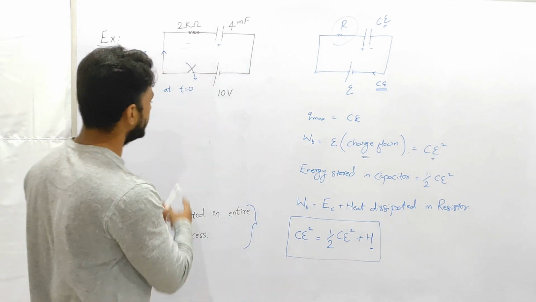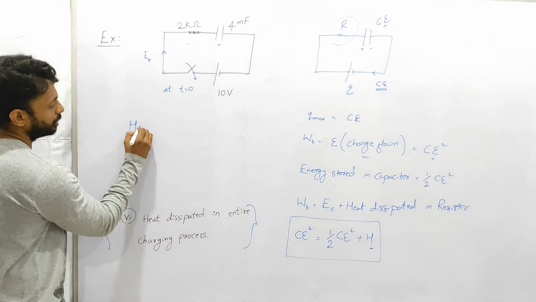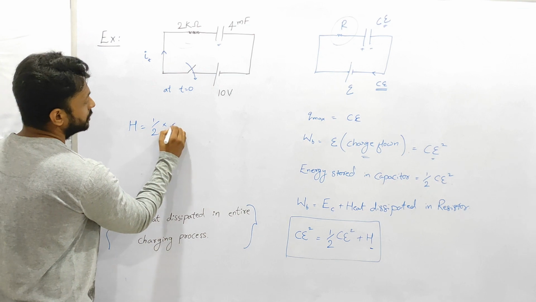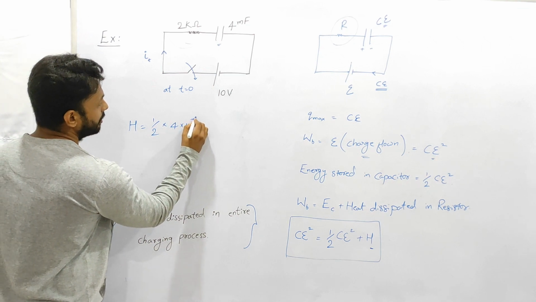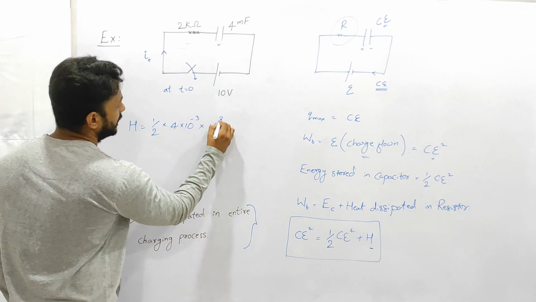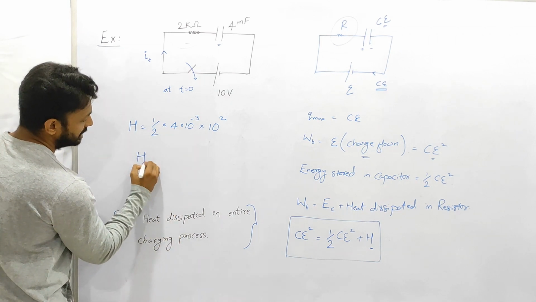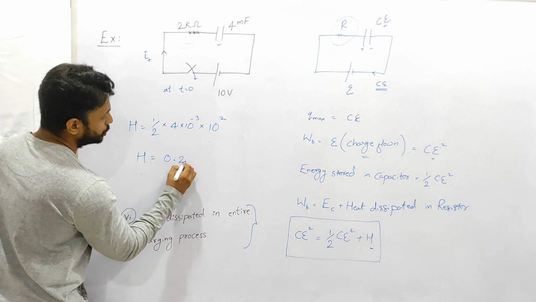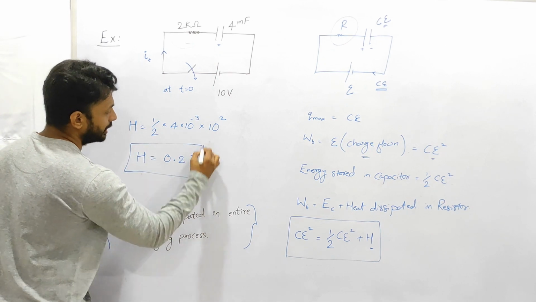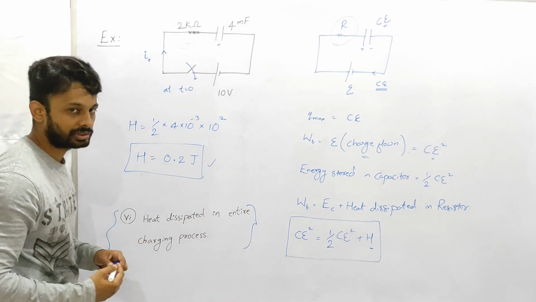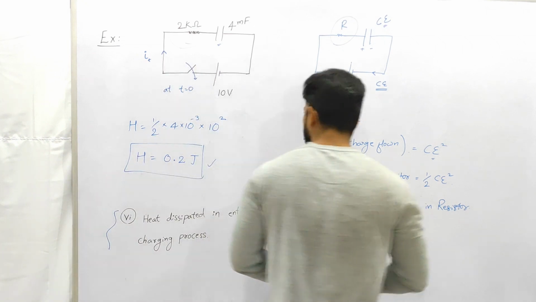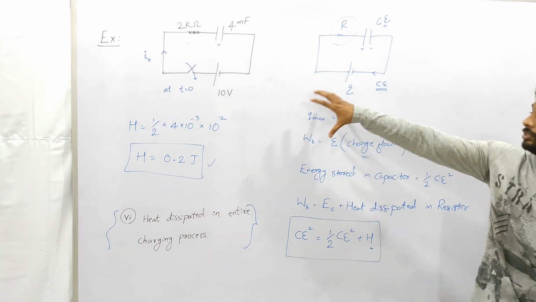So in this case, the heat dissipated comes out to be half into C into E square in SI units. How much do I get? Heat dissipated is equal to 0.2 joules. That is the heat dissipated in the circuit in the entire charging process. Alright, so that is what we got.